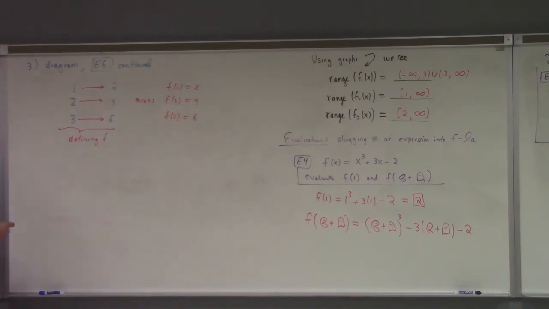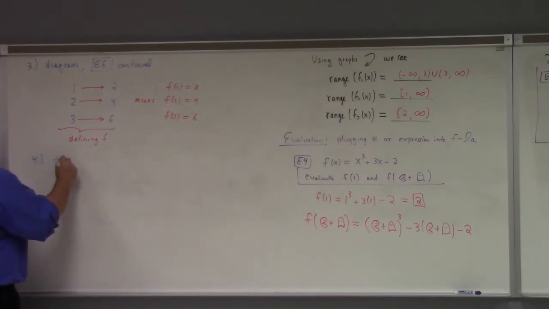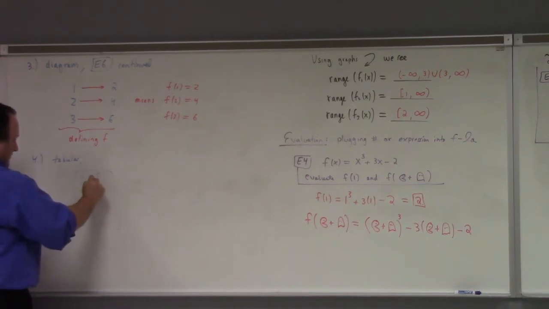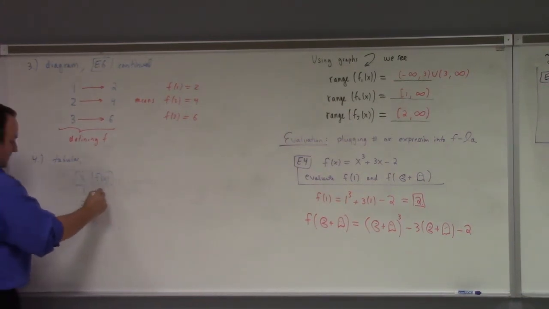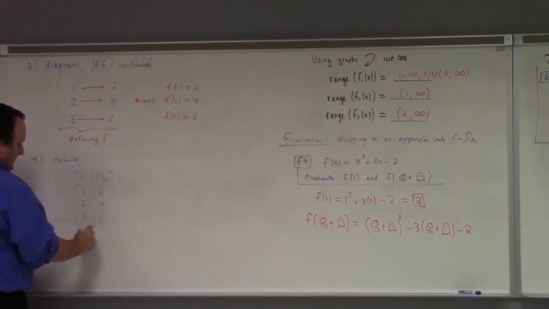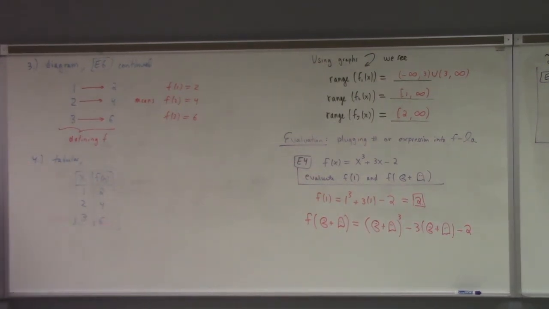That's a diagram. How about table? Tabular. Well, that one we could do like this. We could say x, and f of x over here. You make 2 columns. You got your 1, 2, 3. The outputs were 2, 4, 6. So this is another way to define the example 6 function with a table, right? That table means f of 1 is 2, f of 2 is 4, f of 3 is 6. Again, very silly.